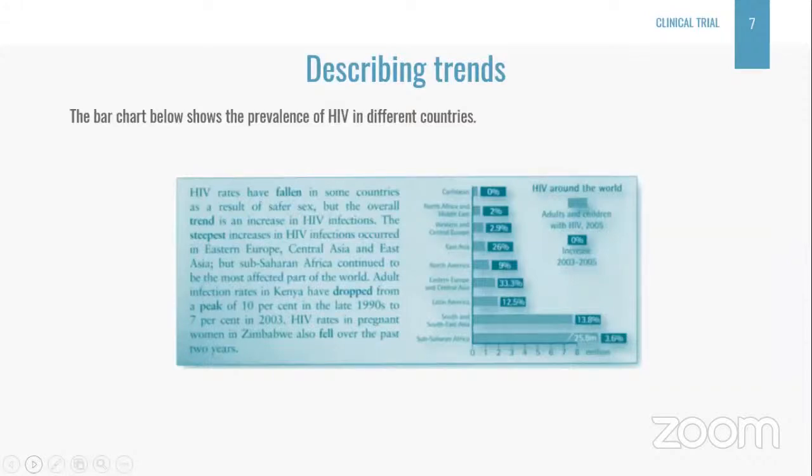Adult infection rates in Kenya have dropped from a peak of 10% in the late 1990s to 7% in 2003. HIV rates in pregnant women in Zimbabwe also fell over the past 2 years.